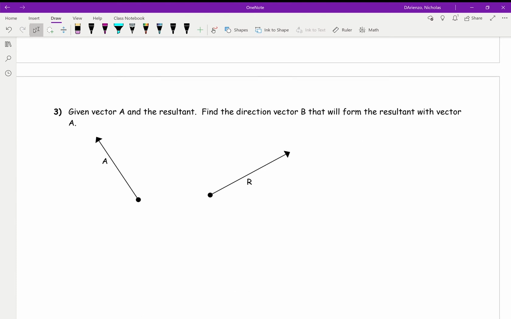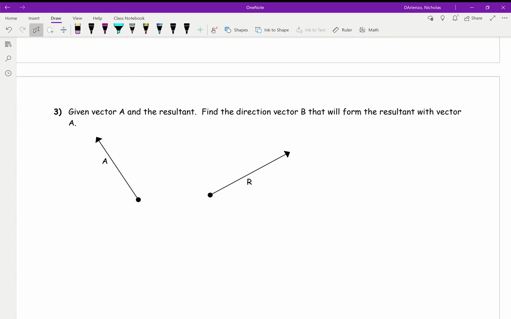The last thing here that we're going to practice: sometimes you'll be asked to find a missing component of a vector, or to find a resultant, or to give a possible vector component or resultant given two vectors. So if we consider vector A and the resultant given there, what would vector B look like in order to form resultant R with vector A?